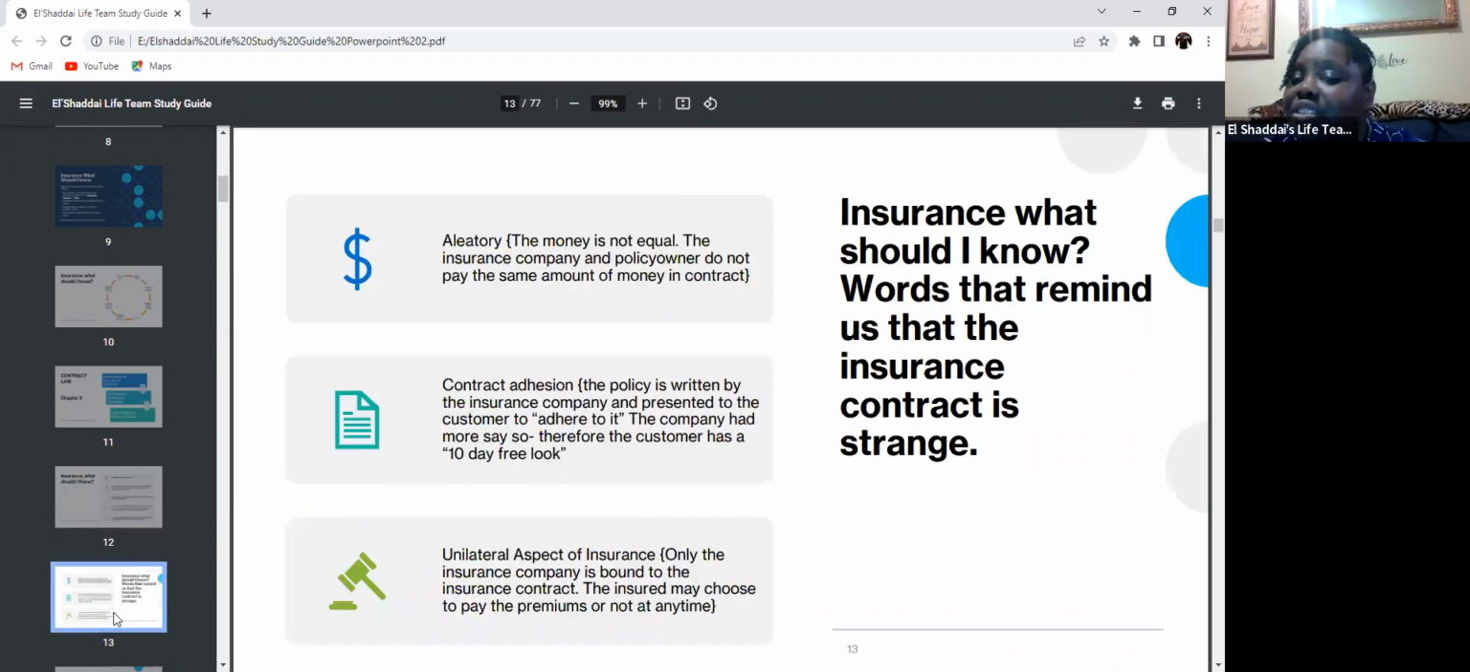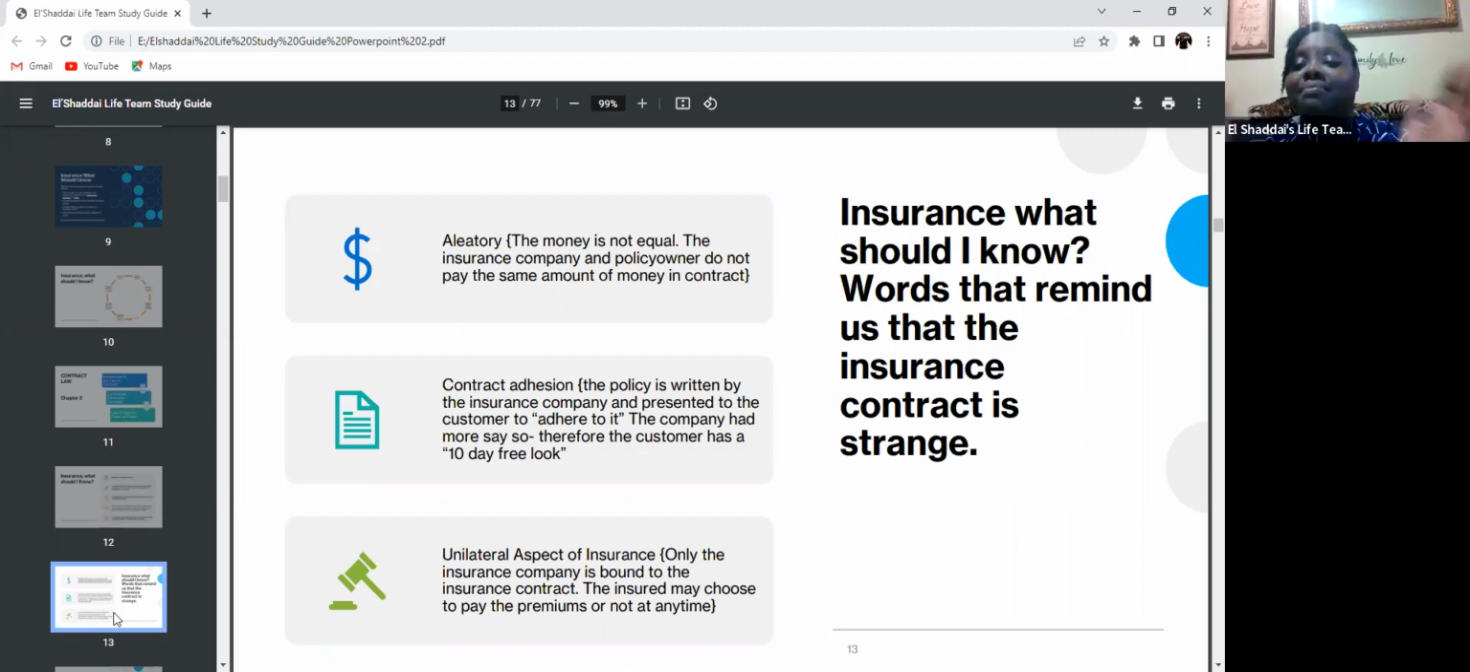All right. Insurance. What should I know? Words that remind us that insurance contracts are strange. What are some of those words? First, aleatory. The money is not equal. The insurance company and the policy owner do not pay the same amount of money in the contract. Aleatory, unequal. You're not going to forget that.